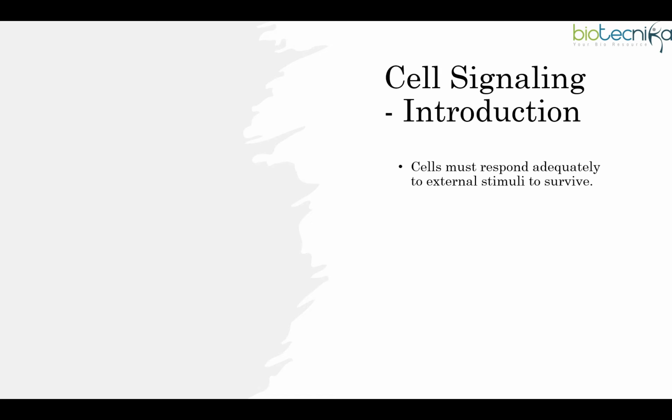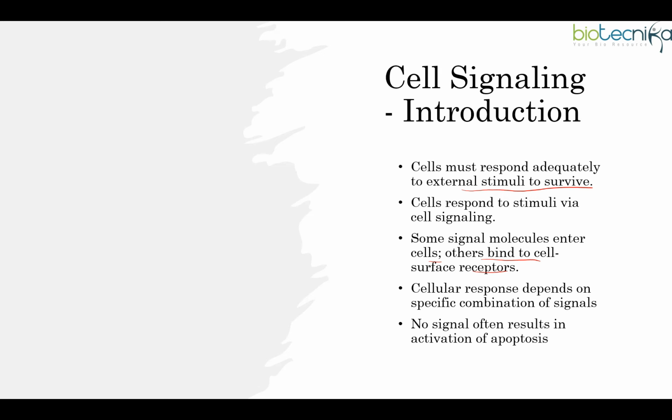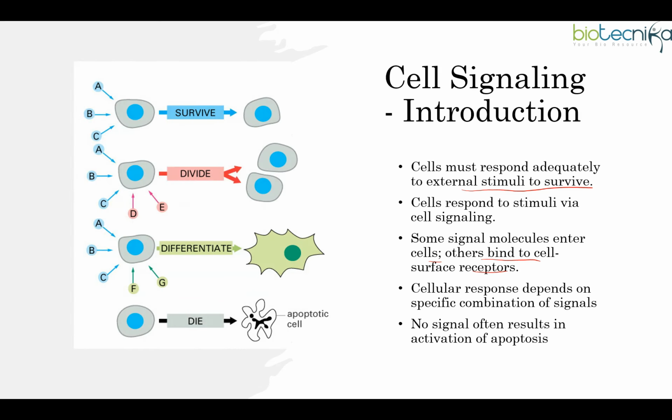So first of all, going for the introduction, we know that cells must respond adequately to external stimuli to survive. Cells will respond to stimuli via cell signaling. Some signal molecules enter cells, others will bind to cell surface receptors. And cellular responses will depend on some specific combination of signals. No signal often results in activation of apoptosis.